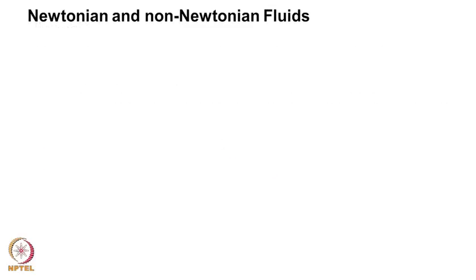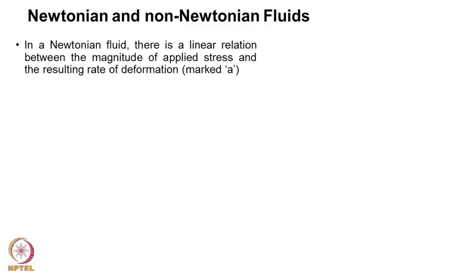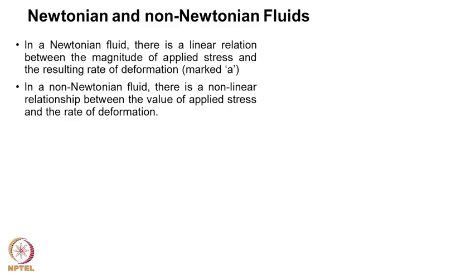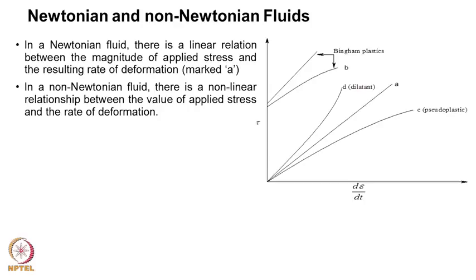So, having defined viscosity, stress and strain, one can classify fluids based on how they behave. There is a major classification, Newtonian fluid or non-Newtonian fluid. In a Newtonian fluid, there is a linear relationship between applied stress and resulting rate of deformation. In a non-Newtonian fluid, there is a nonlinear relationship between the applied stress and the rate of deformation.